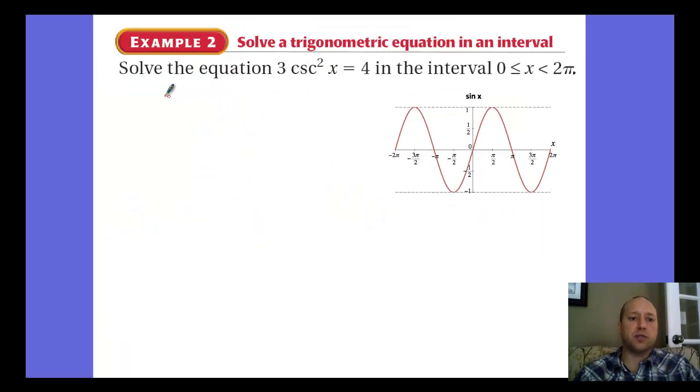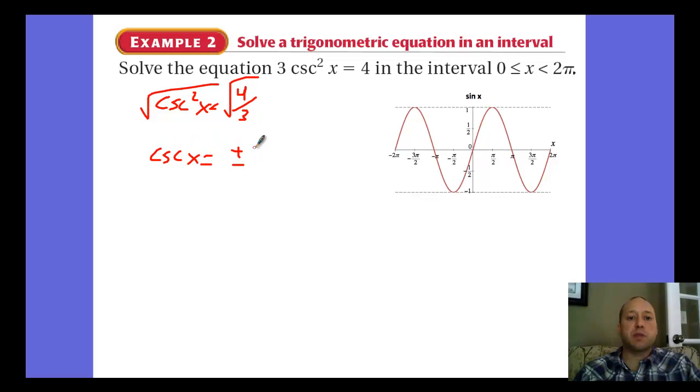So again, isolate our function. So we need to square root both sides to isolate cosecant x. And do not forget your algebra that this would be plus or minus 2 over root 3. And then we'd want to rationalize this, but I'm not going to, because this is the cosecant function, and I would prefer to see it as the sine. So the sine of x is going to equal the reciprocal of the cosecant. So that would be plus or minus root 3 over 2. So it ends up becoming rationalized when I write it as the reciprocal function.